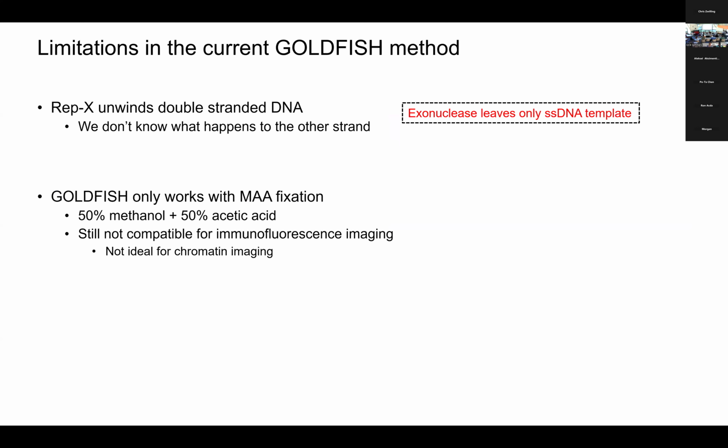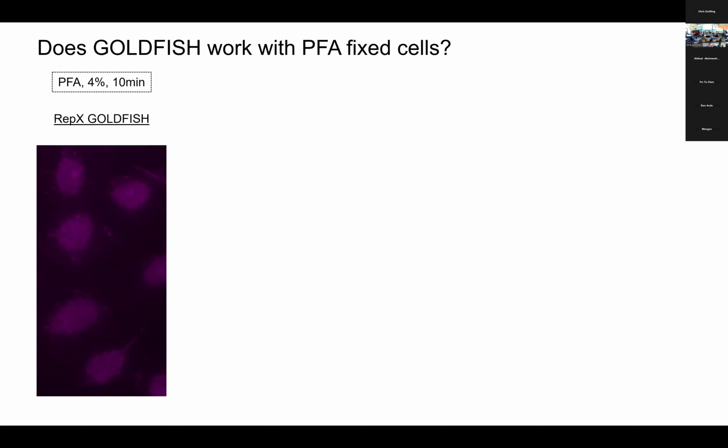Okay, so here I just want to show that the new method actually solves one of the problems that was left by the previous GOLDFISH, which is that the actual nucleus actually generates real single-strand DNA templates. But still, we want to see if we can really replace these nasty fixation methods with the more commonly used paraformaldehyde fixation, which is compatible with immunofluorescence.